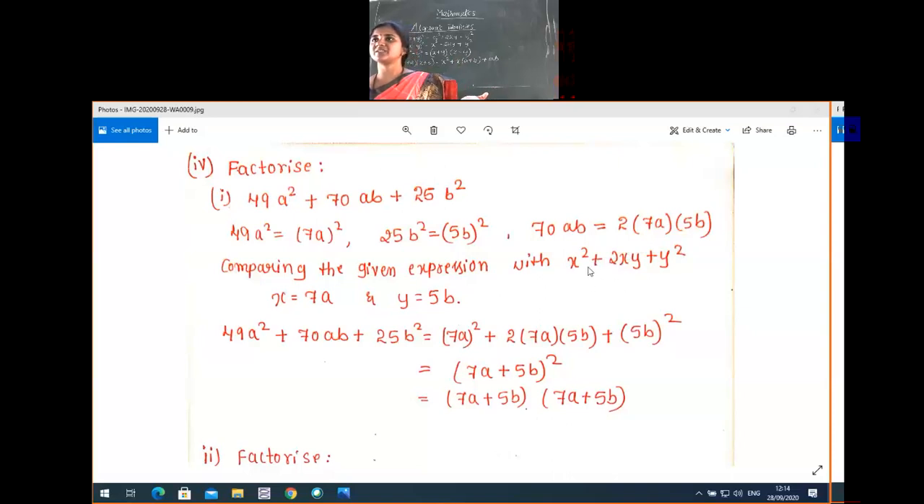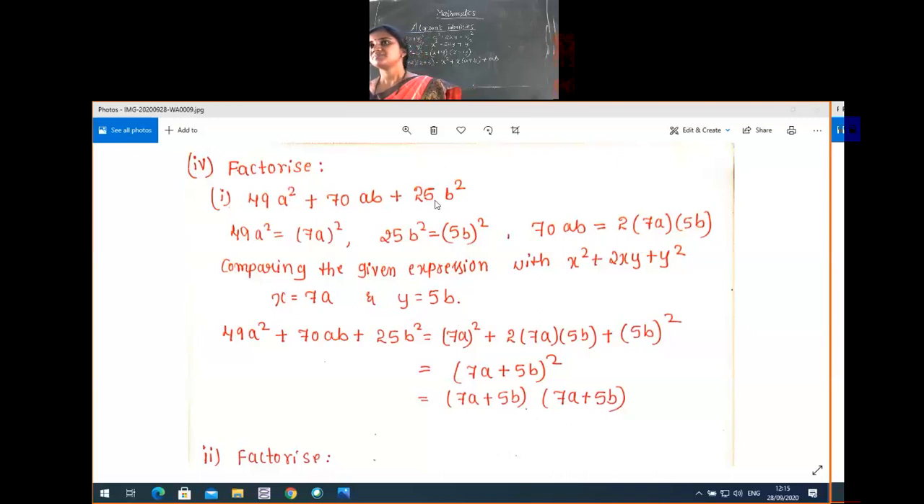What is the LHS part of this x square plus 2xy plus y square? So what is the expansion? x plus y whole square. Then 7a whole square plus 2 into 7a into 5b plus 5b whole square, we can take it in the form of 7a plus 5b whole square. In the sense, what is the meaning of this one? 7a plus 5b into 7a plus 5b. These are the factors. In the factorization of polynomials, you have observed how to write the factors. That is 7a plus 5b into 7a plus 5b are the factors of 49a square plus 70ab plus 25b square.